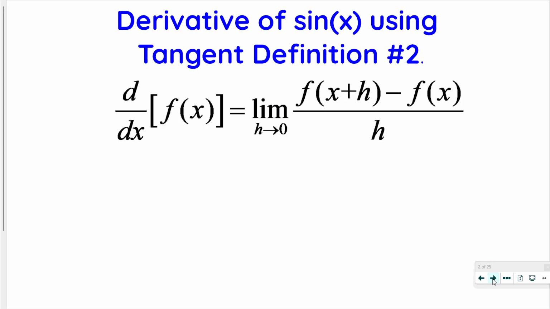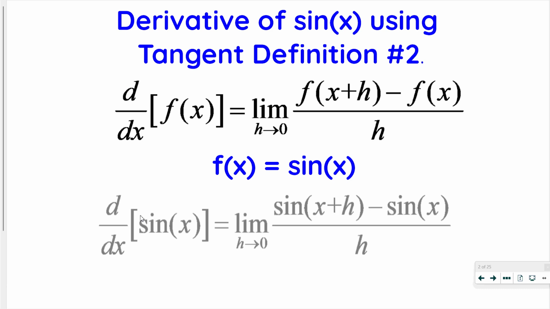So I know using tangent definition number 2, I can find the derivative of any function. The derivative of f of x is the limit as h approaches 0, f of x plus h minus f of x all over h. So if I want to prove what the derivative of sine x is, I just rewrite tangent definition number 2 using that f of x is sine x. Therefore, the derivative of sine x can be found by doing the limit as h approaches 0, sine of x plus h minus sine x all over h.